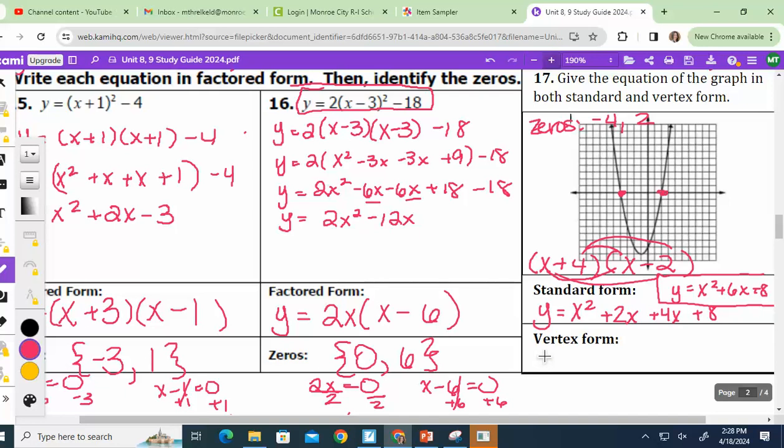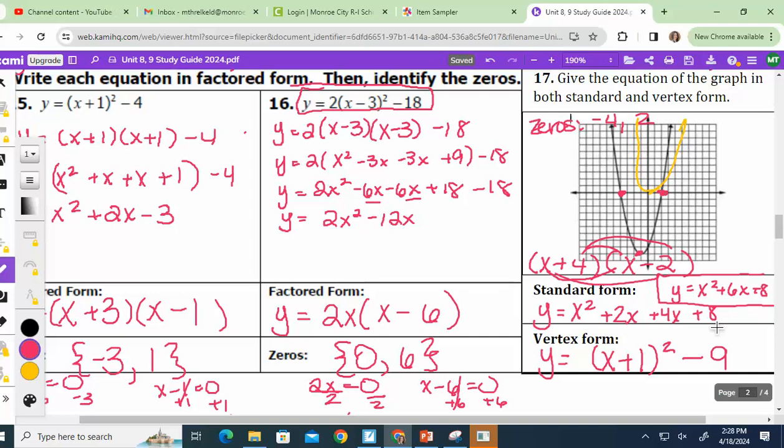The vertex form is using transformations. So think about x squared normally is up here. Did we move this graph left or right? It went left. How far to get to our vertex? Left 1. So that would mean it would have an x plus 1 squared. And then my graph moved down 9, so it will get a minus 9 on the end.